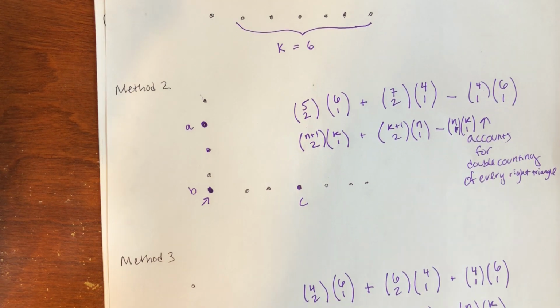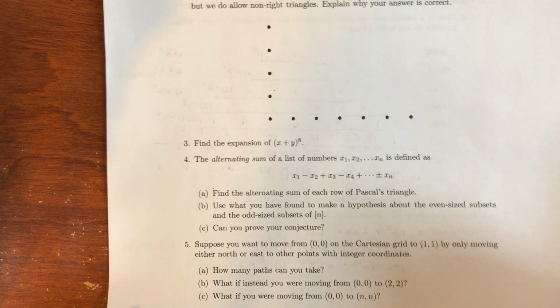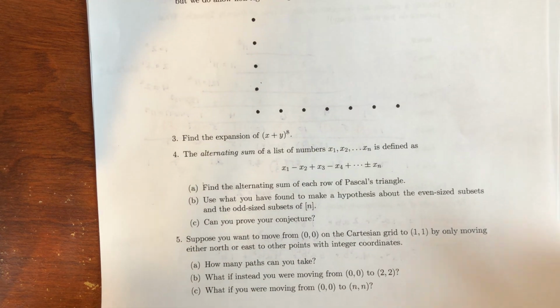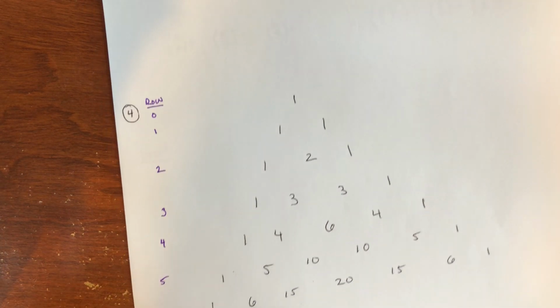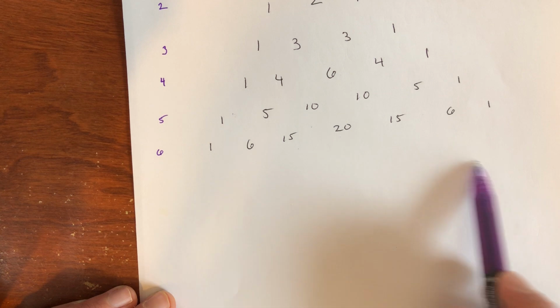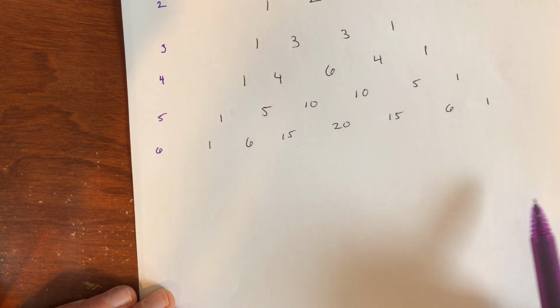Okay, so that was number 2. Number 3 is a little bit more simple. All it's asking us to do is to find the expansion of x plus y to the 8th power. And we know now that this is just a simple application of the binomial theorem. Essentially, what we'd have to do, if we wanted to actually do it with number coefficients, is continue Pascal's triangle down to the 8th row and use that 8th row to find your coefficients.